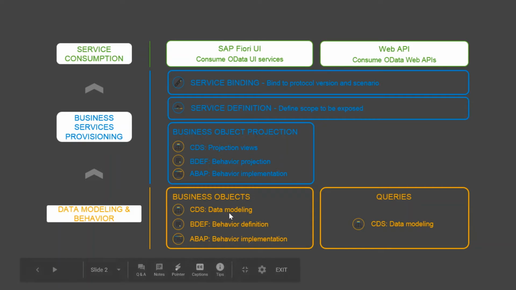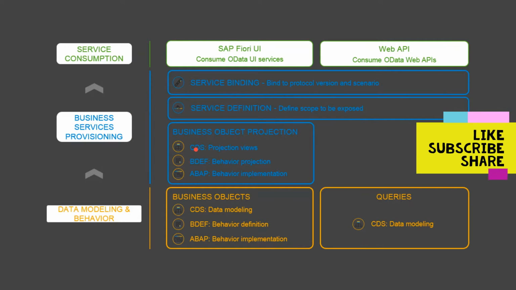If you look at the diagram, data modeling and behavior is the section that we are going to start. The first step is data modeling, which is the creation of a CDS view. As I said, CDS views are created on top of tables, so we'll create a table and a CDS view on top of that. In this entire series, the other sections you are seeing in this diagram, like business service provision and service consumption, will all be performed in future videos.